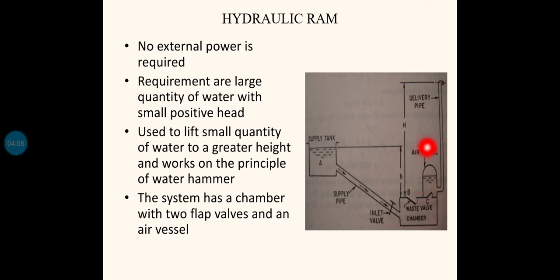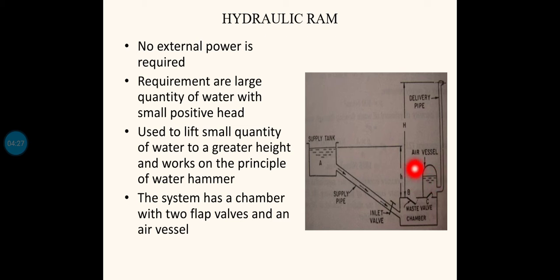As we know, this air vessel is similar to that fitted with the reciprocating pump. So at the upper portion of this air vessel, we will have the free air. As the water rushes into this air vessel chamber, the air is getting compressed. Initially, once the air is getting compressed, the high pressure air is stored at the top portion.